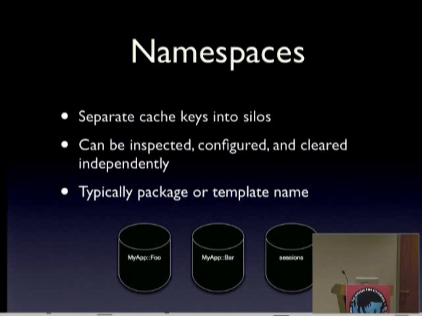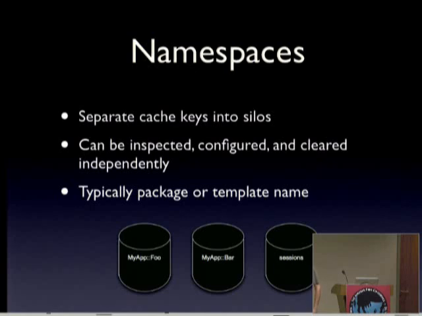So for example, you can say, all right, this particular namespace, I want to see what all the keys are in this namespace without seeing any of the others. Or I want to configure this namespace to go to the file system, but this namespace to go to memcached. Or I want to clear everything in this namespace without touching anything else. Now this is not always possible. Like memcached in particular makes this kind of difficult, but in most drivers this is possible.